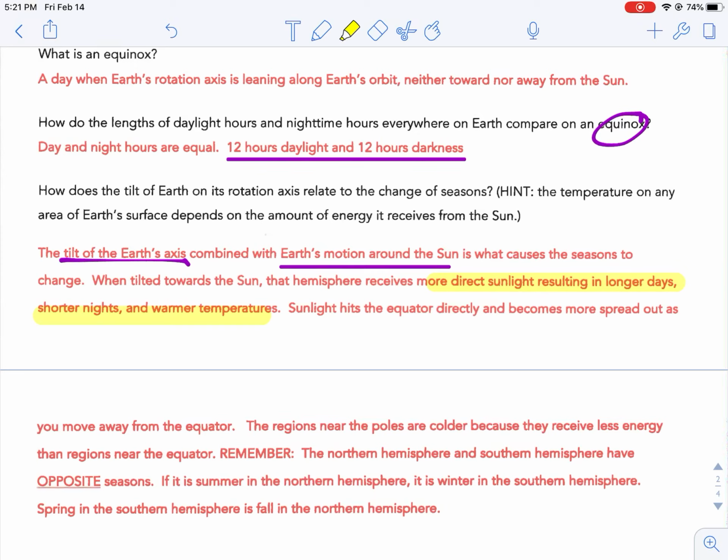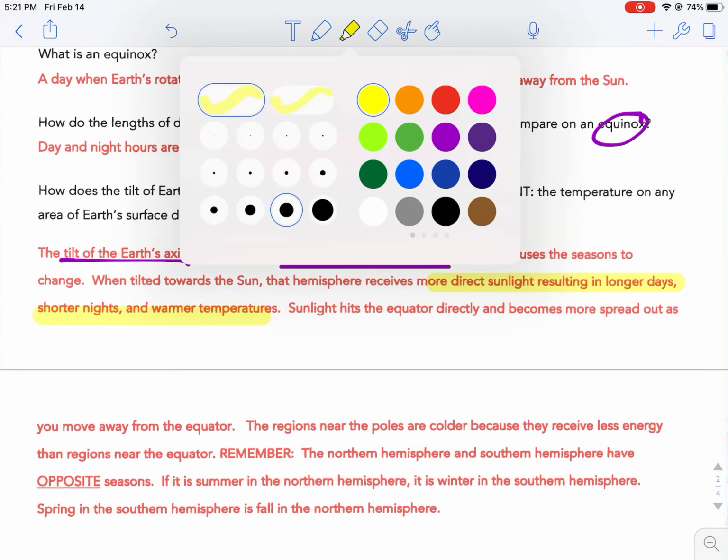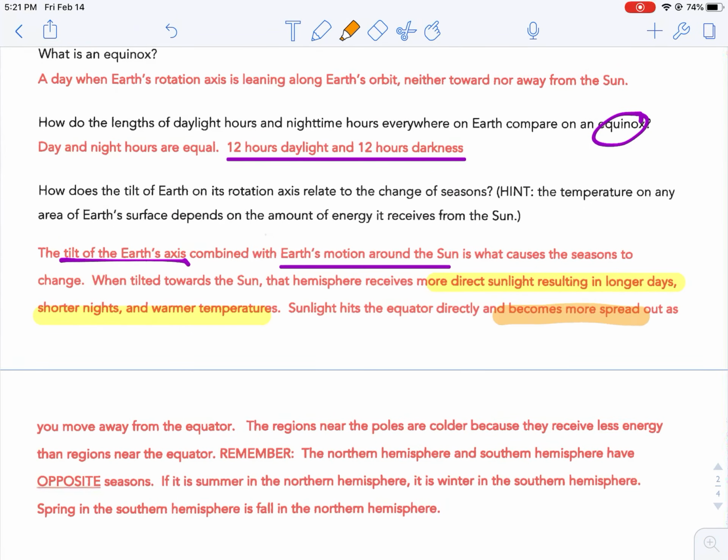Sunlight hits the equator directly and becomes more spread out as you move away from the equator. That's important to know. The regions near the poles are colder because they receive less energy than regions near the equator.